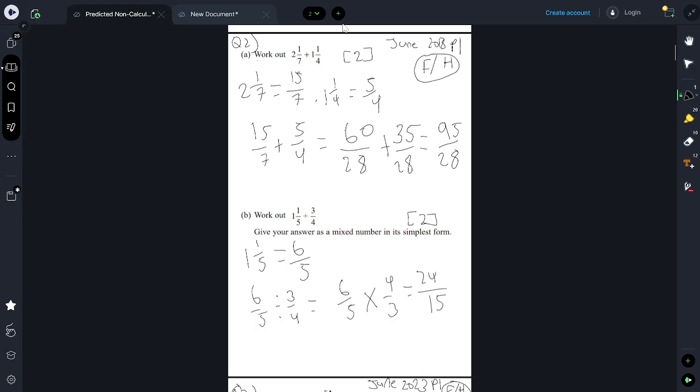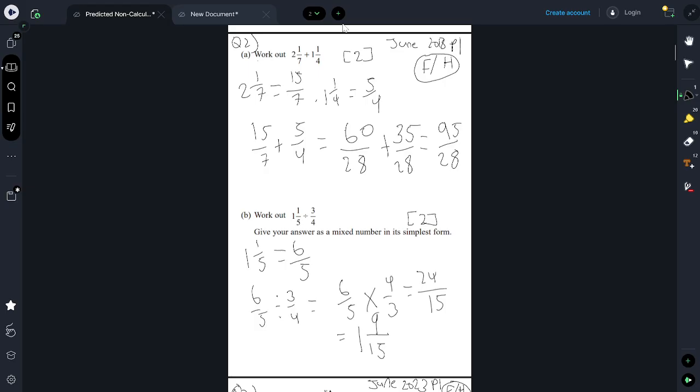Now it says to give us a mixed number. So to convert to a mixed number, so this fraction and a whole number. Again, how many 15s go into 24? 1. So then 15 times 1 is 15. And how do we get from 15 to 24? We have to add 9. Okay. So there's your answer to that. So 1 lot of 15 and another 9 gets us 24 here.